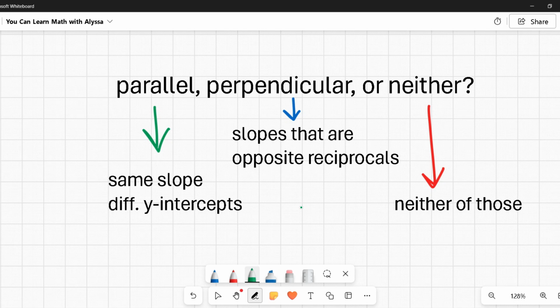If they ask you that question, you're going to look for either the same slope with different y-intercepts, in which case it would be parallel, or you're going to look for slopes that are opposite reciprocals, in which case it would be perpendicular, or you'll see that it's neither of those, in which case it would be neither.